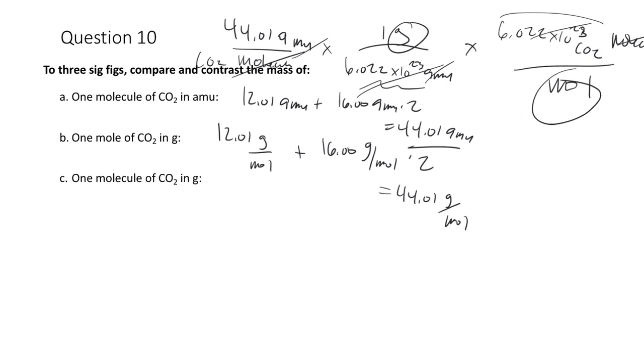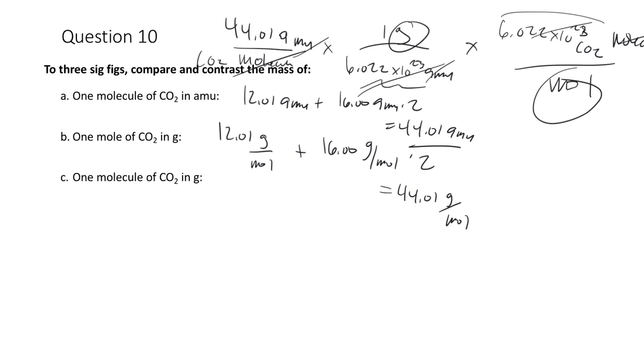Now, what's the mass of 1 molecule of CO2 in grams, though? If you said, well, how much does 1 single molecule weigh? Well, here we'd just be taking the number of grams equal to 44.01 AMU, and we can just use that AMU to gram conversion.